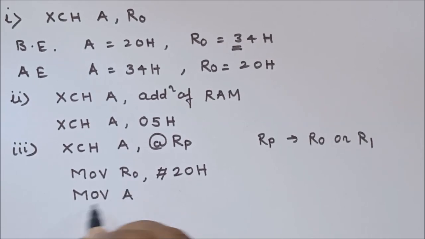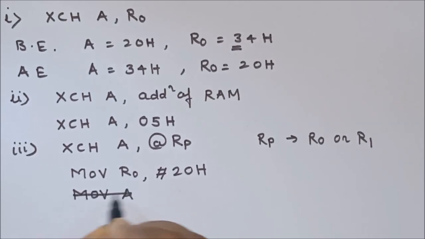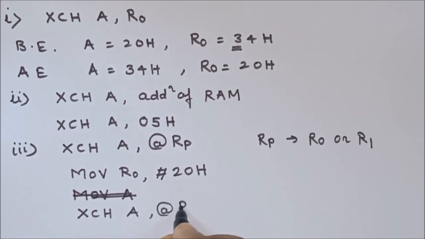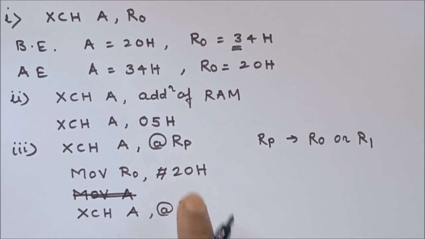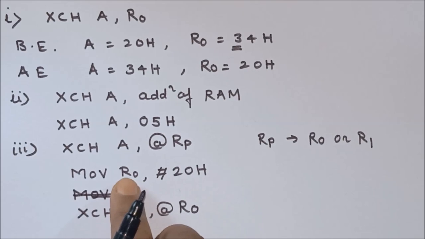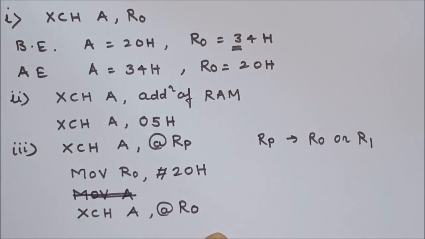So I'll write instruction XCH A, @R0. So @R0 means R0 is pointer to memory location with address 20H. So the contents of 20H address location will be exchanged with accumulator. So we can use it in indirect addressing mode also.